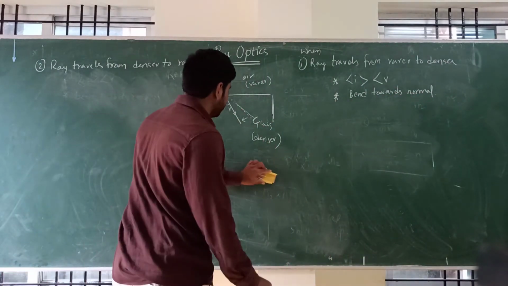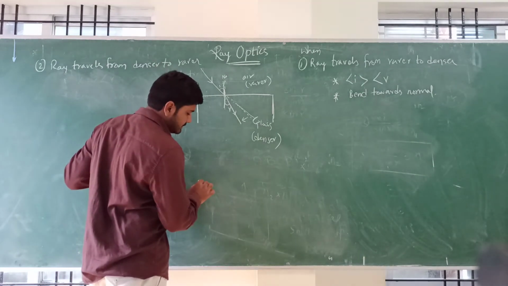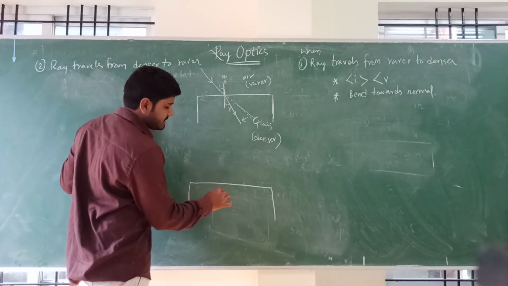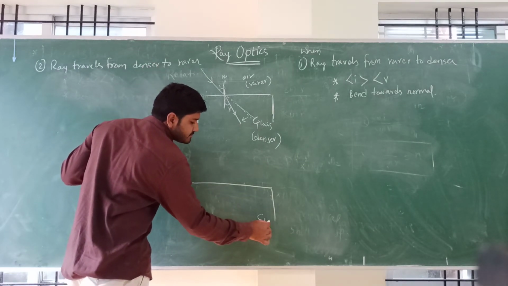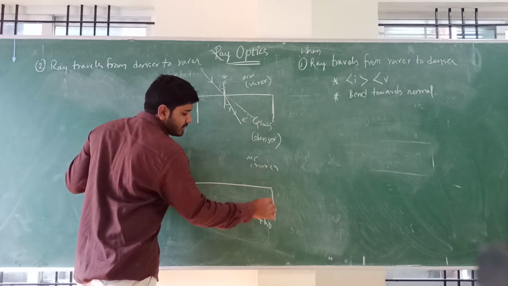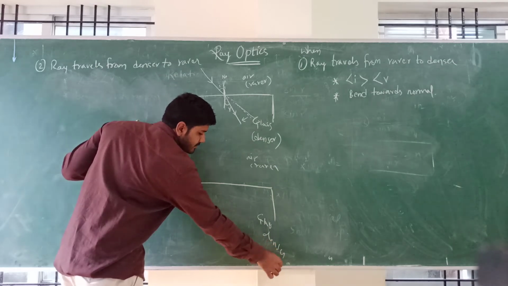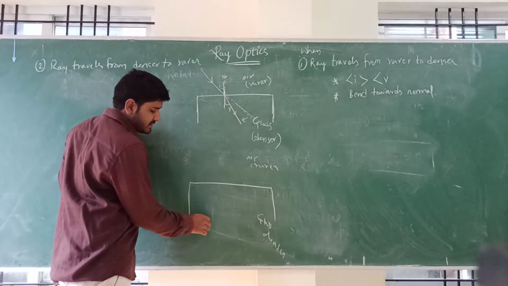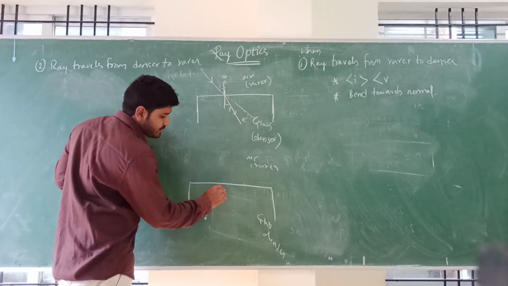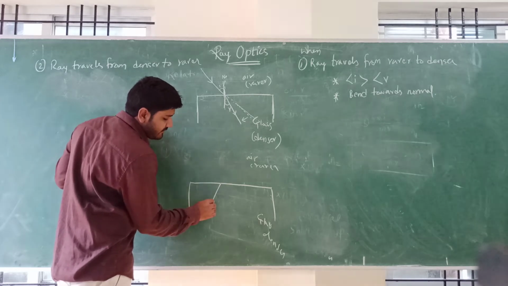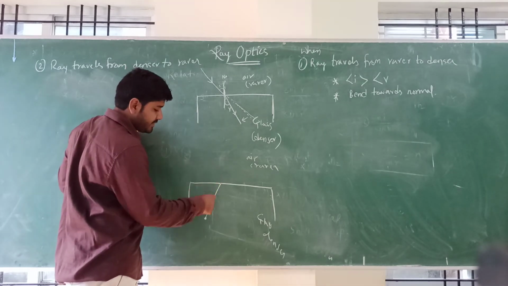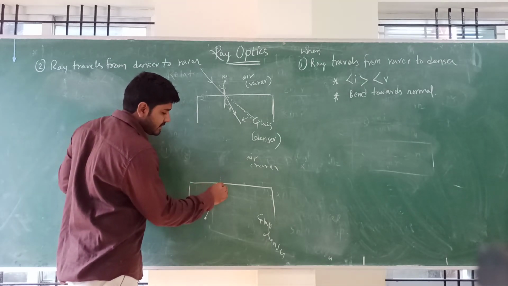Now let's see the second case. Suppose this is a denser medium, say glass, and this is air. Okay, so this is rarer, this is denser. So I am sending one ray. So this is the incident ray, and we know this is the denser medium. So therefore, the ray is passing from denser to rarer medium here. So this is the normal.